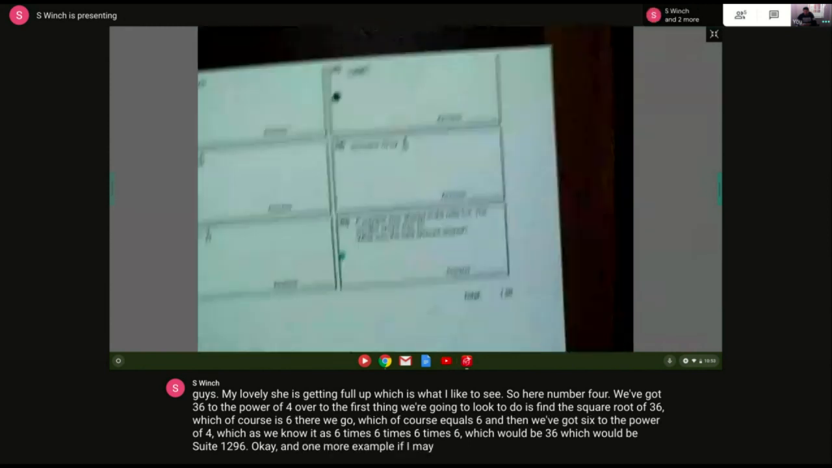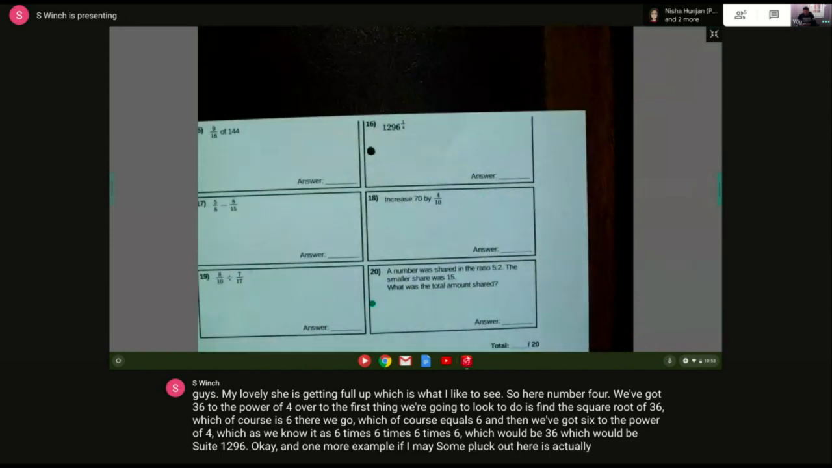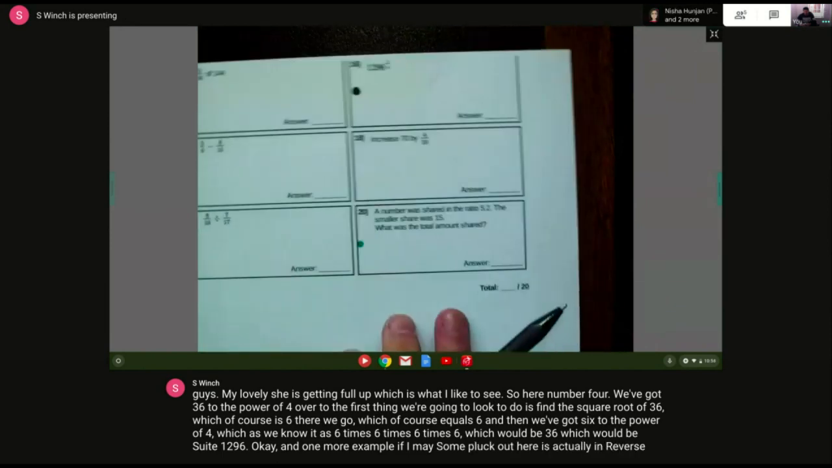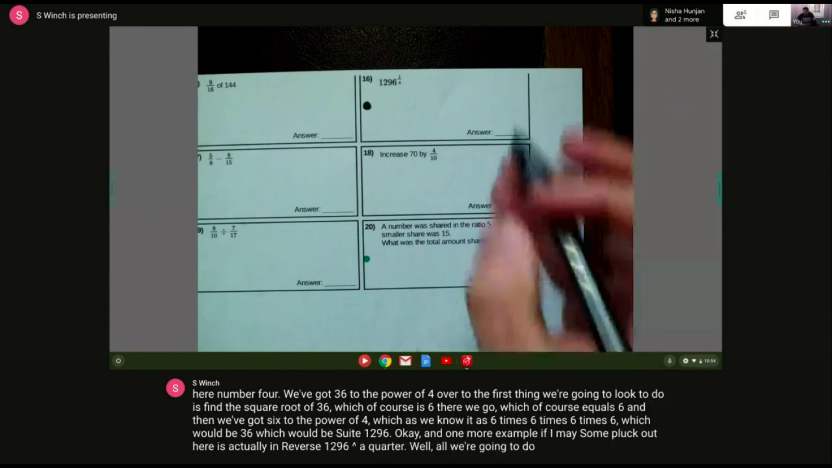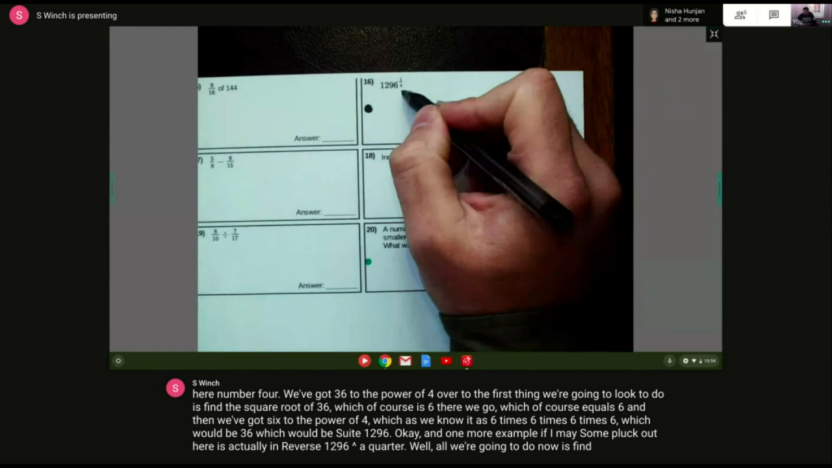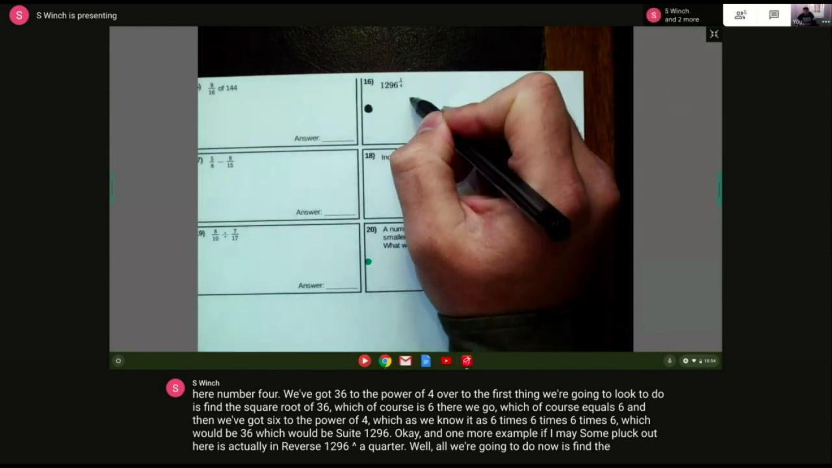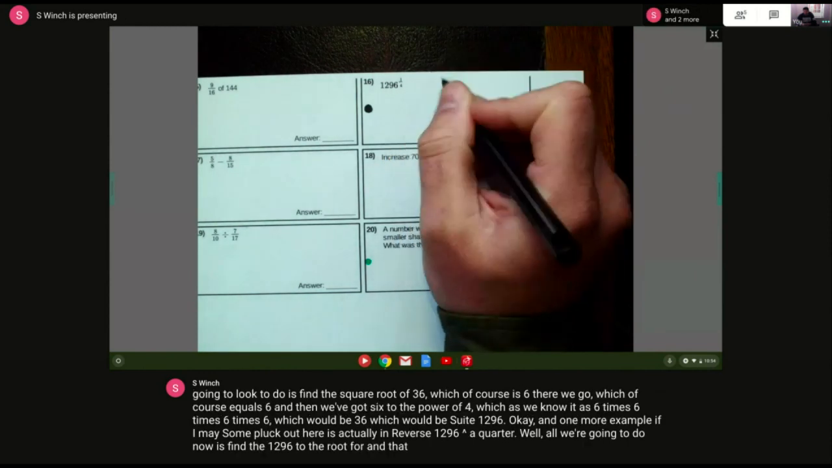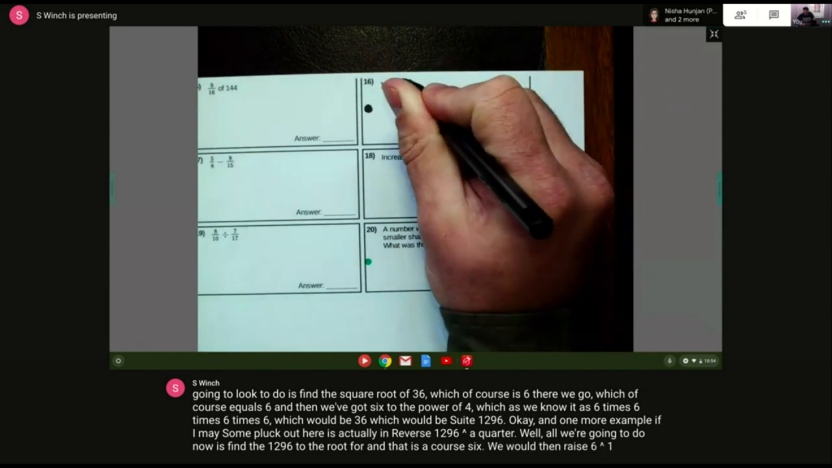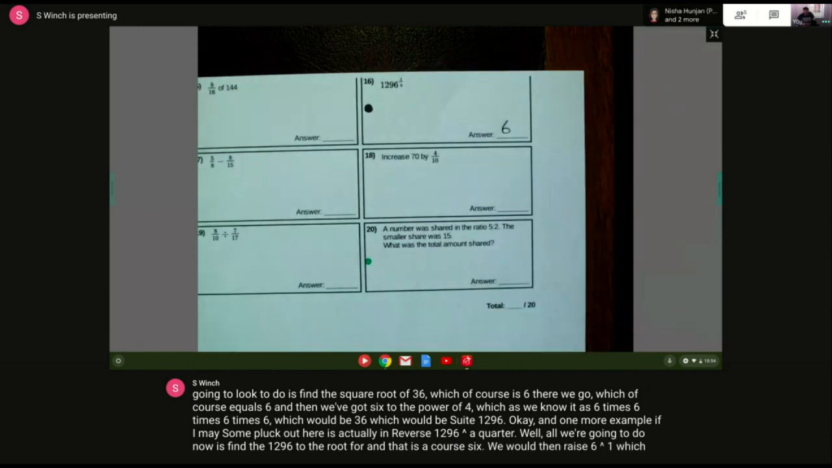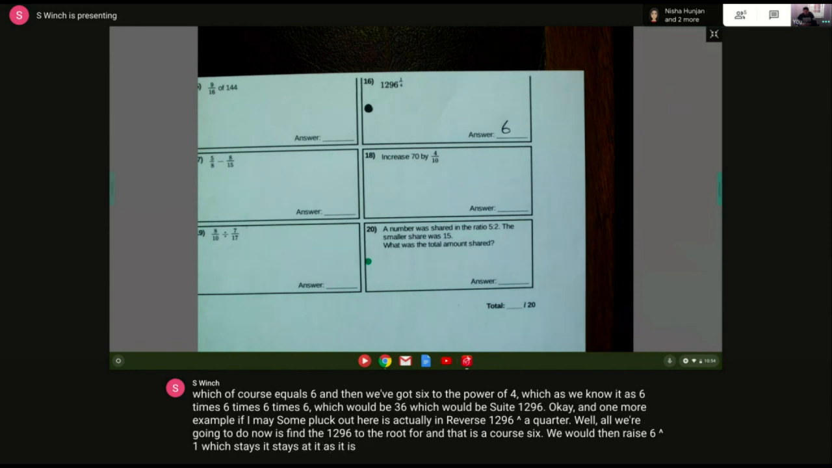Okay, and one more example, if I may. The example I've got here is actually in reverse. 1,296 to the power of 1/4. Well, all we're going to do now is find 1,296 to the root of 4, and that is of course 6. We would then raise 6 to the power of 1, which stays as it is, which is 6.